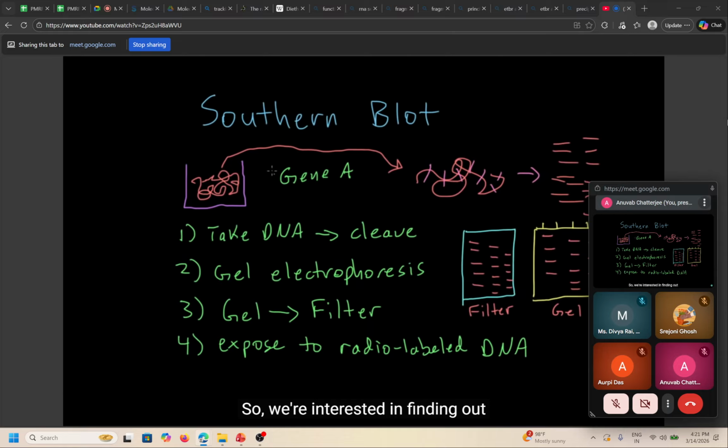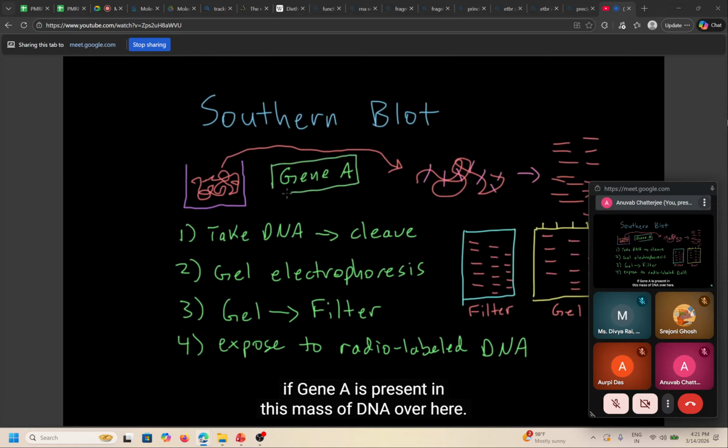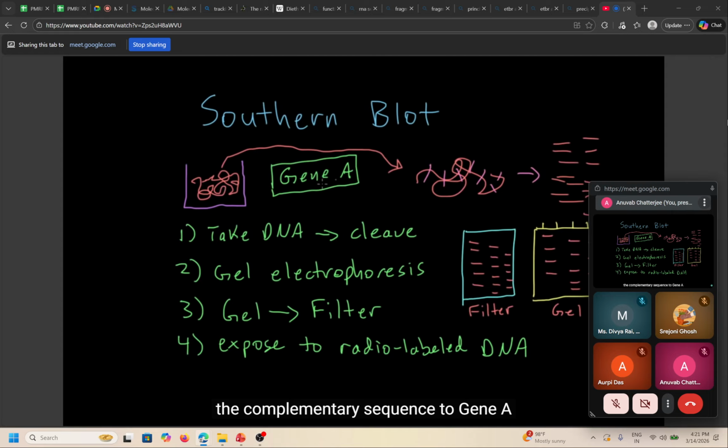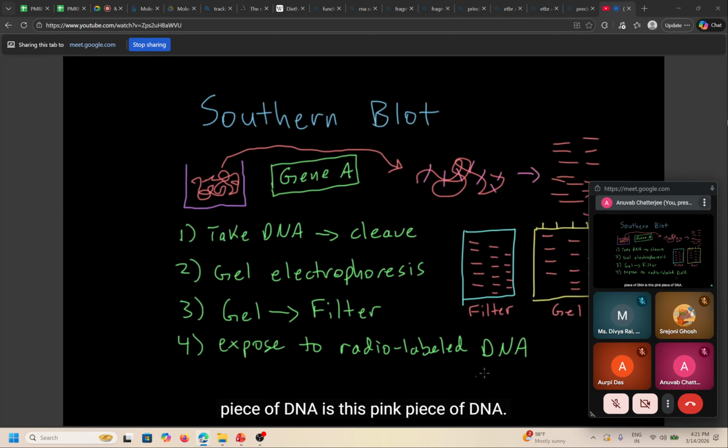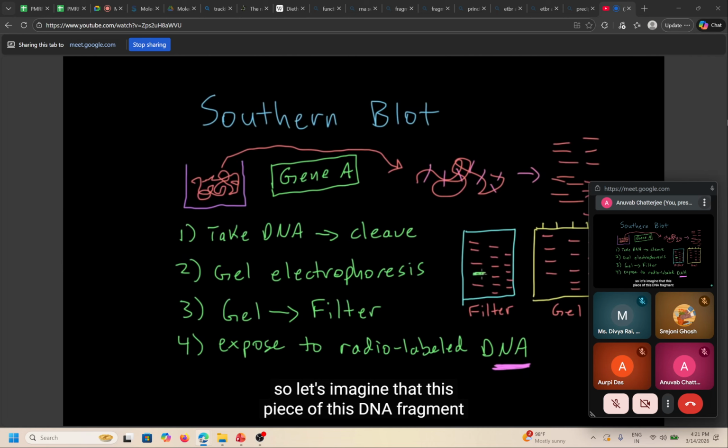So we're interested in finding out if gene A is present in this massive DNA over here. So what we do is we're going to take the complementary sequence to gene A and radio-label it and expose it to this filter. So let's imagine that the radio-labeled piece of DNA is this pink piece of DNA. And let's imagine that we do have gene A. So let's imagine that this DNA fragment was actually gene A, our gene of interest.